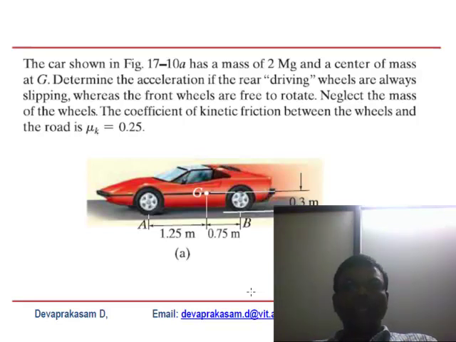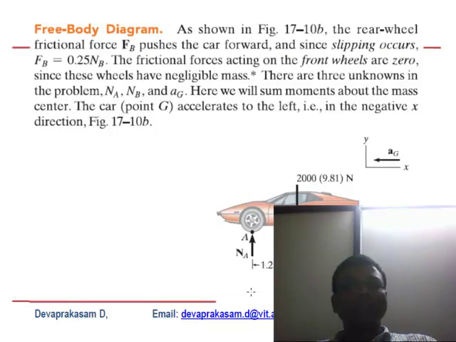So now what you have to do immediately is take this dimension and apply the load condition, draw the free body diagram and fix your coordinate system as given. This is 2000 into 9.82 newtons. Now you resolve the forces. FA is not there: as you said, the front wheel is free to rotate, which means zero friction, so FA is equal to 0. But there is still the reaction force NA, NB, and AG, so there are three unknowns.